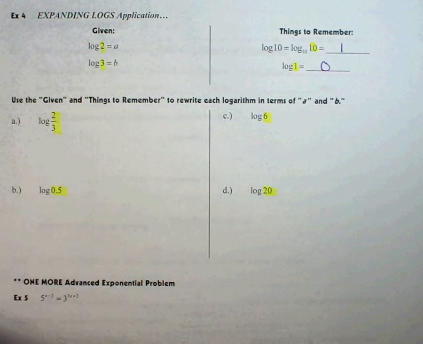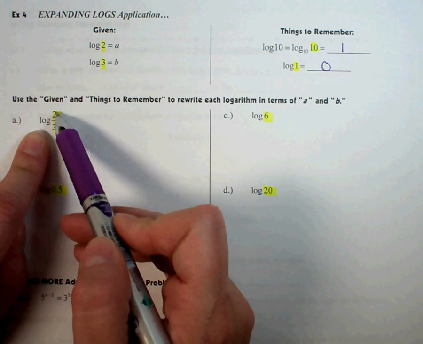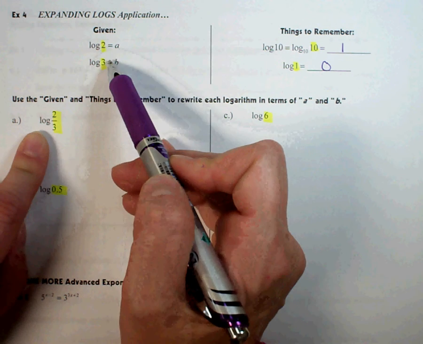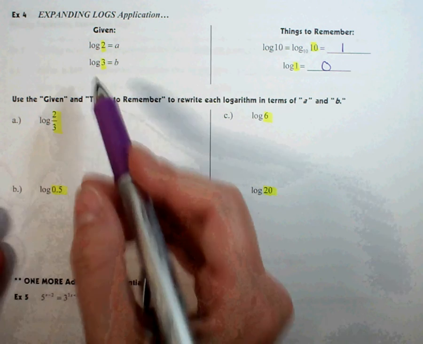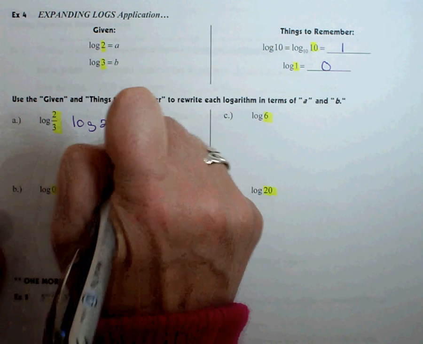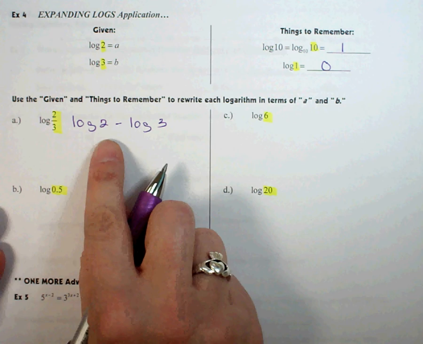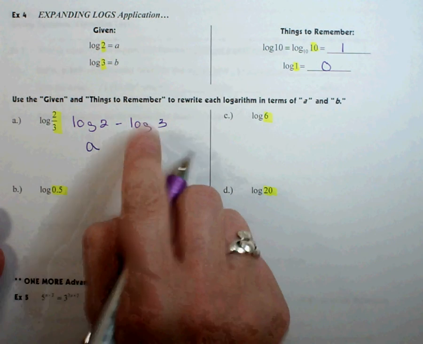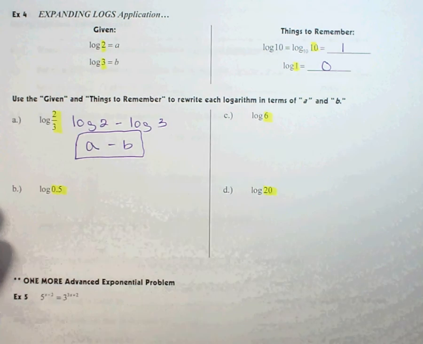So for example, on log of 2/3, we notice that the numerator and the denominator of the argument are in fact the values that they've given us. So this particular problem could be rewritten as log 2 minus log 3, in which case we would look up above and just do a simple substitution. Log 2 is A, log 3 is B, so our final answer is simply A minus B.